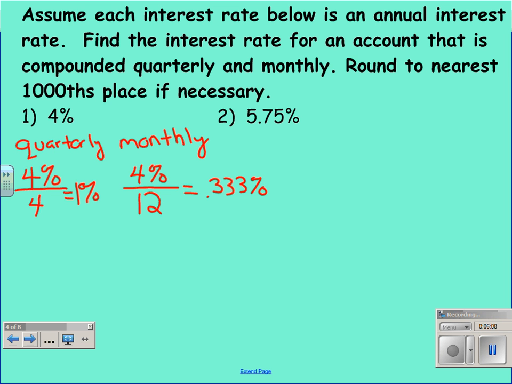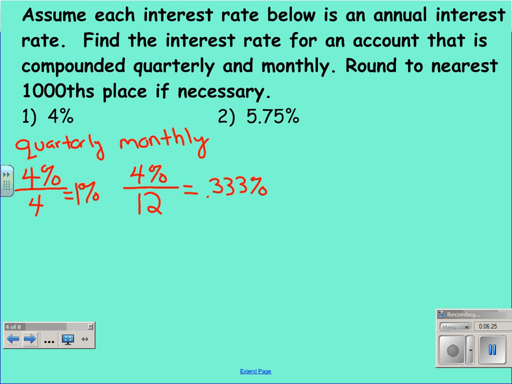So by quarterly, it would be 1%. If it was monthly, then it would be 0.333%. So you can see that there's quite a bit of change there depending on if I'm going to do this monthly or if I'm going to do it quarterly.